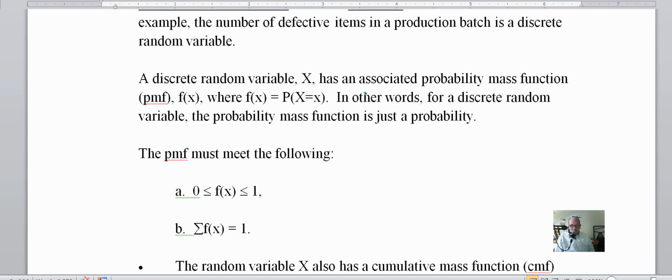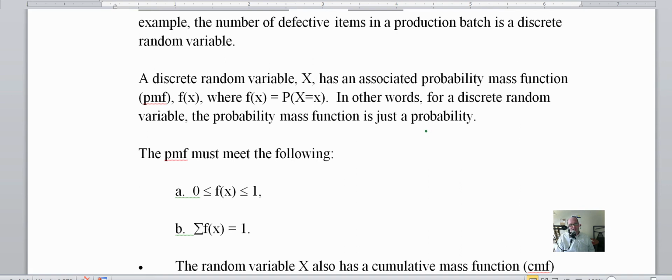A discrete random variable x has an associated probability mass function, f of x, where f of x equals the probability of big X equals little x. I don't know what any of that means. I do. It's really just what I just said, right? Essentially this x has a probability mass function, which means I can figure out the probability of x with some equation, f of x, right? In other words, for a discrete random variable, the probability mass function is just a probability.